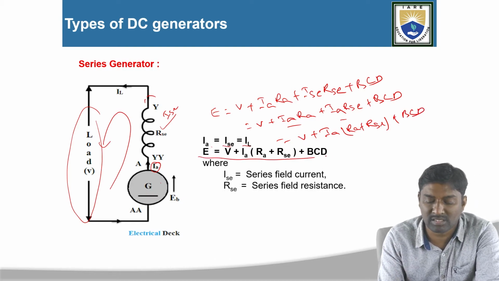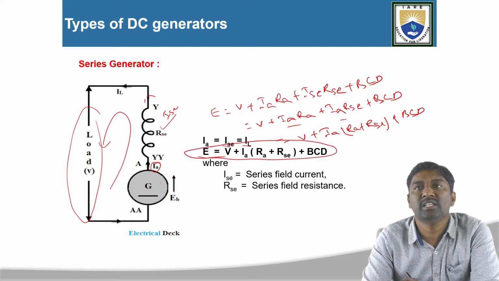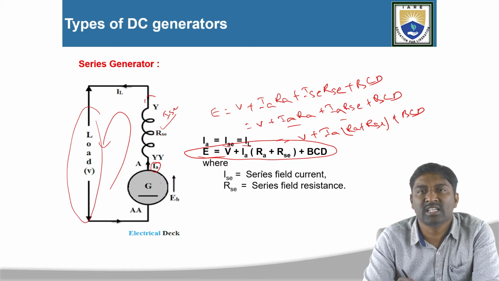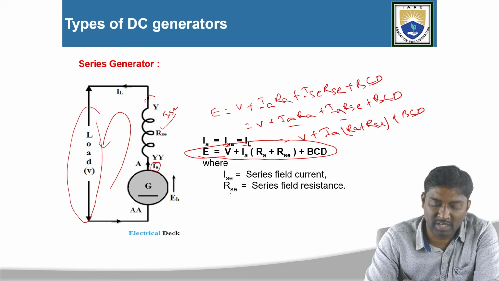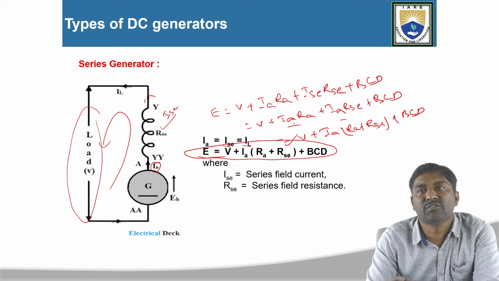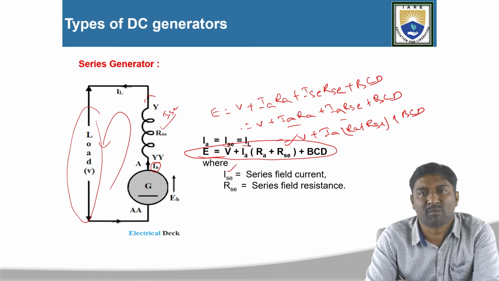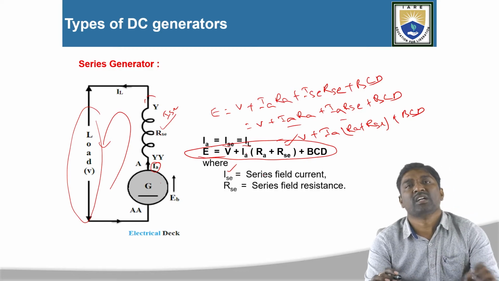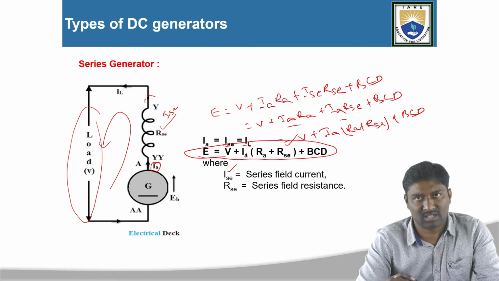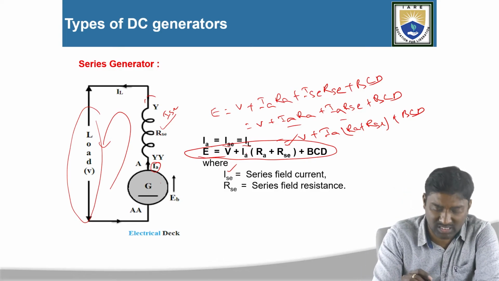So this is the equation: E is equal to V plus IA into (RA plus RSC) plus the brush contact drop, where RSC is the series field winding resistance, ISC is the series field winding current, and IA is the armature winding current. So this is the voltage equation for the DC series generator.